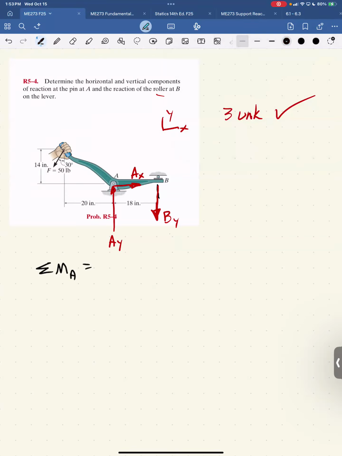So I can work in inch pounds. I don't have to convert to feet. You can work in inch pounds here. So the moment due to BY is 18 inches away from the point A, and it's clockwise, so it's negative. So it's minus 18 BY.